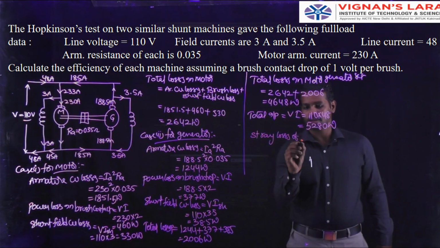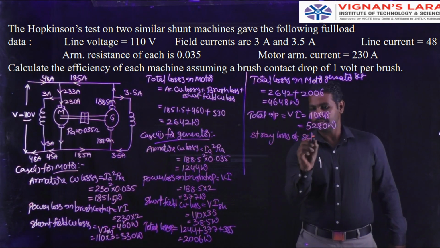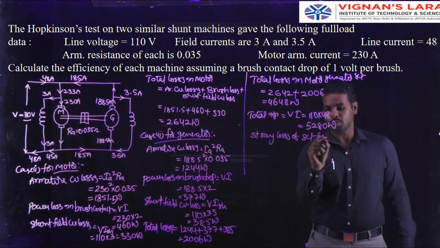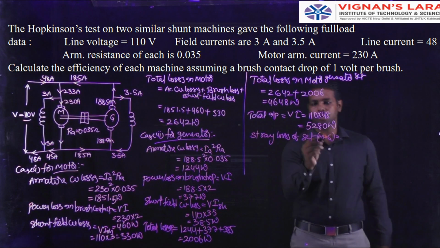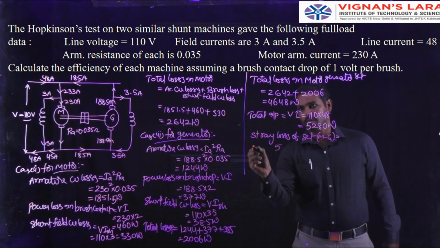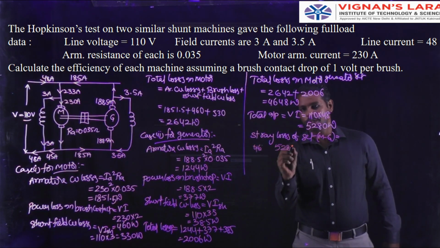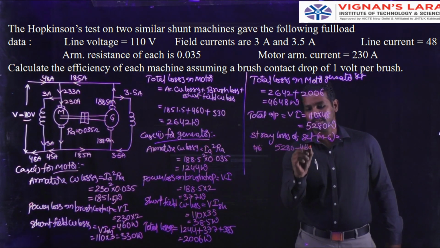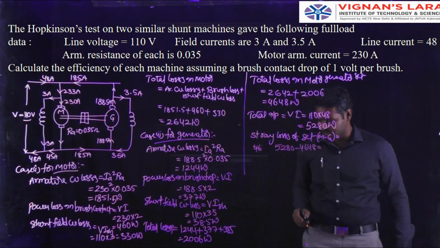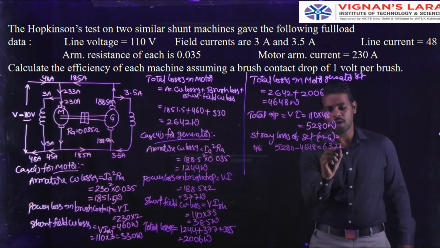of the motor generator set, or stray losses of the set, is equal to the difference between these two. So it is equal to 5280 minus 4648, so the difference between these two is equal to 632 watts.